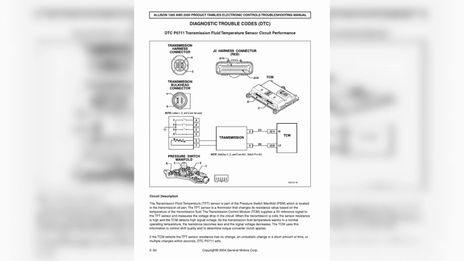One of the most obvious signs of fault code P0711 is the illumination of the engine light on the dashboard. This light indicates that the PCM has detected a problem with the transmission temperature sensor, generating the fault code.